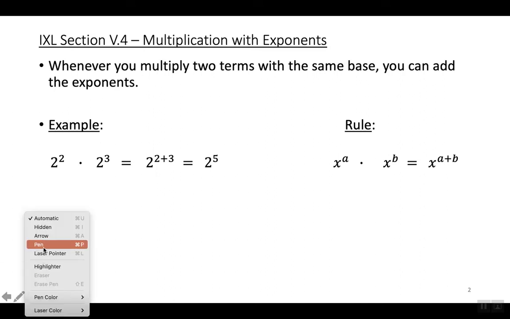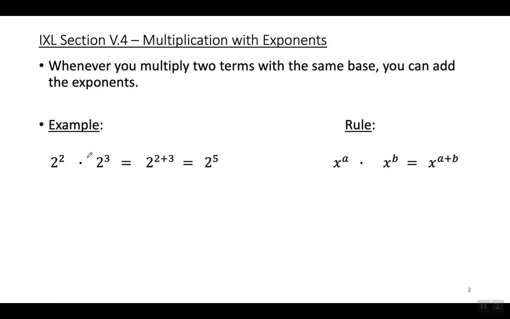So if you look at our first example, I'm multiplying two terms and they both have the same base. Remember, the base is the big number. Alright, so if they both have the same base, you could just add their exponents. So I'm going to add the exponents of 2 plus 3 right here. So my answer would be 2 to the 5th power.